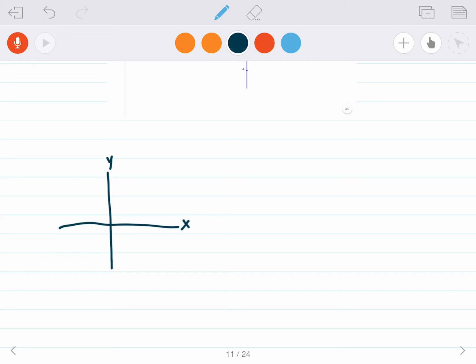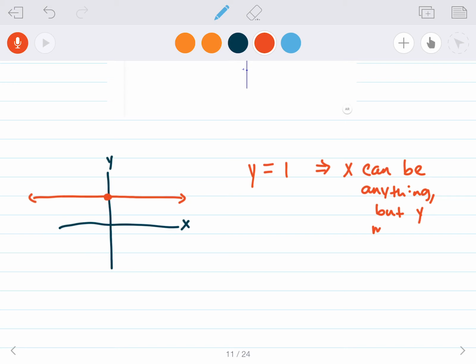If I gave you the equation y equals 1, this is a horizontal line through y equals 1. So this is something that looks like this. This is y equals 1. And what this means is the following. This means x can be anything, but y must be 1. Do you see that in the picture? X can be literally whatever we want, but the output, the height, has to be 1.